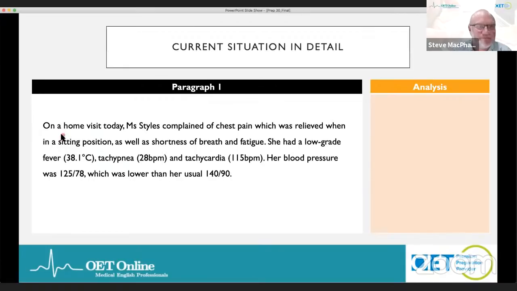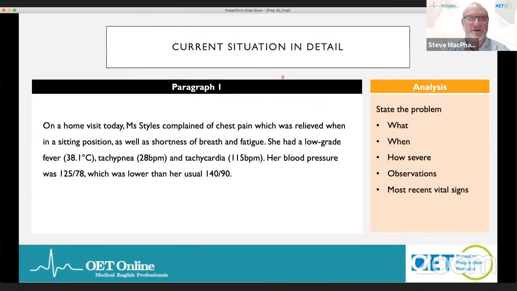Now, paragraph one. Let's have a look. On a home visit today, Miss Stiles complained of chest pain, which was relieved when in a sitting position, as well as shortness of breath and fatigue. She had a low-grade fever, 38.1C, tachypnea, 28 BPM, and tachycardia, 115 BPM. Her blood pressure was 125 over 78, which was lower than her usual 140 over 90. So what are we describing here, everyone? We're describing the current situation in detail. So this is paragraph one, everyone, straight after the introduction.